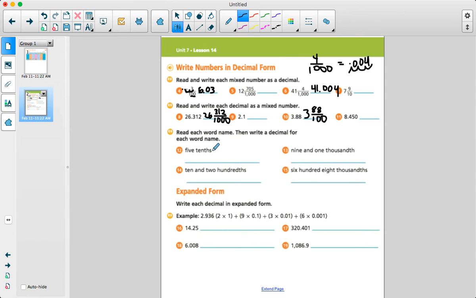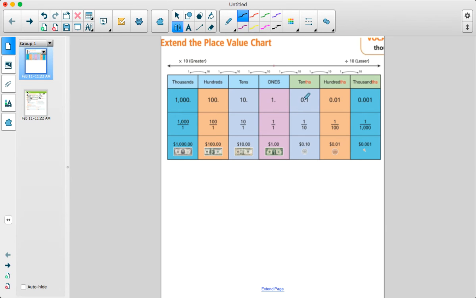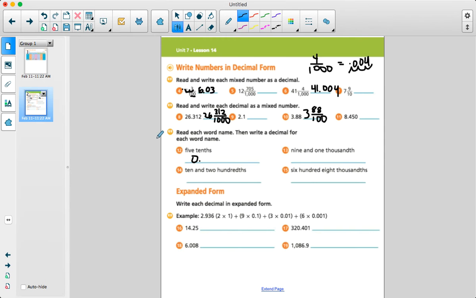So 5 tenths. So I listen carefully. I hear 5 tenths. Okay, so I'm going to put a 0 here, and there's 5 in the tenths spot. So again, I can always come back over. Ooh, what's tenths again? Oh, it's right after the decimal. Okay, so I'm going to write 0.5.